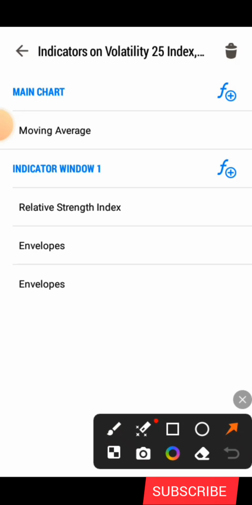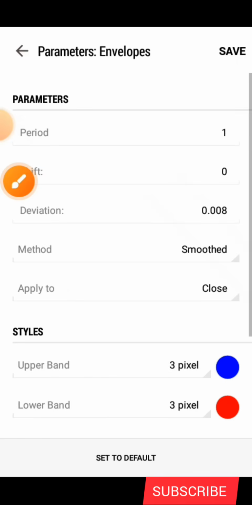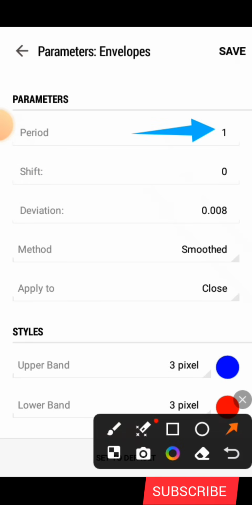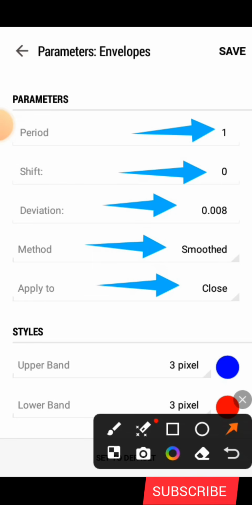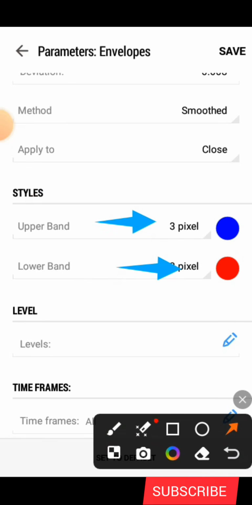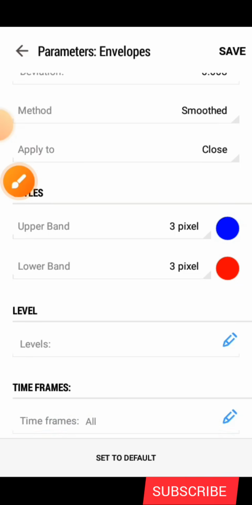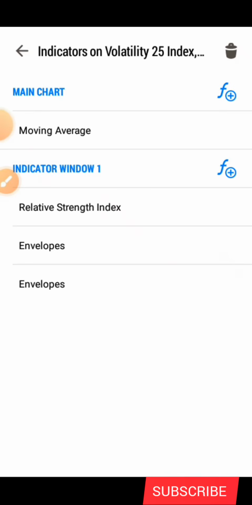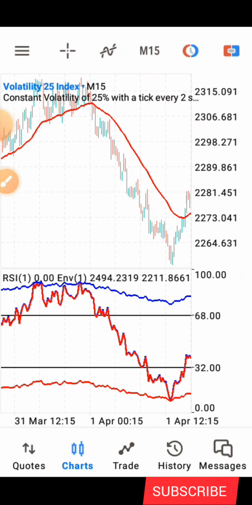Now for the second envelope, you are still going to click on this icon again and then you search for the second envelope. You can see the period here again is 1, the shift is 0. Now the deviation is 0.008, the method is smoothed, applied to we have close. Then you set it same as the first one: 3 pixel, 3 pixel, the color is blue, the color is red. After doing it this way, you click on save and the setting for the second one is good to go. Now you go back, and you are going to have a screen like this. If you do everything correctly as I've said, you are going to have a screen same as mine.